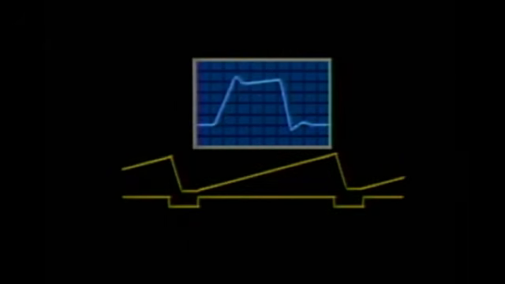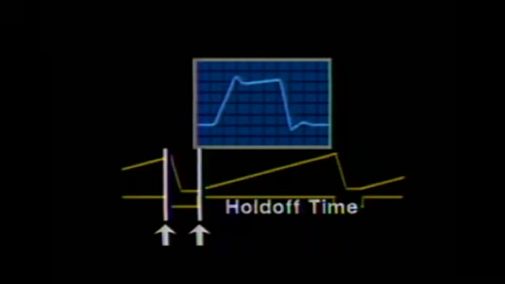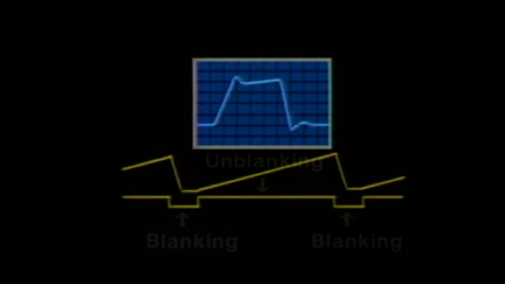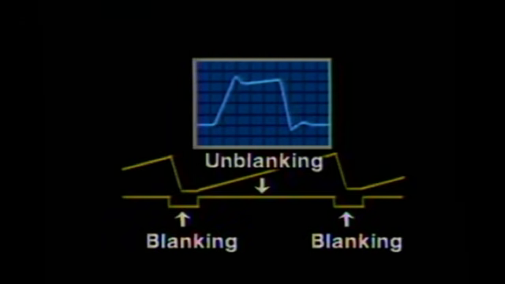Here are some signals generated in the horizontal section. The sawtooth waveform has several parts. The rising portion is called the ramp. The falling edge is the retrace. The time between ramps is called the hold-off time. Here are the blanking and unblanking pulses which are applied to the trace intensity circuit. Now let's look at each of these signals in more detail.